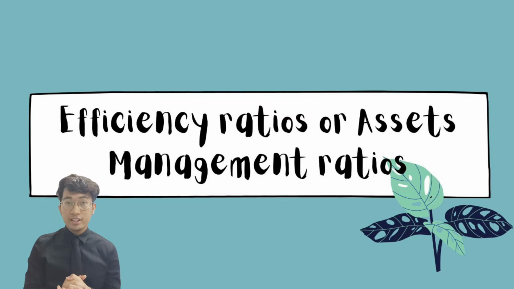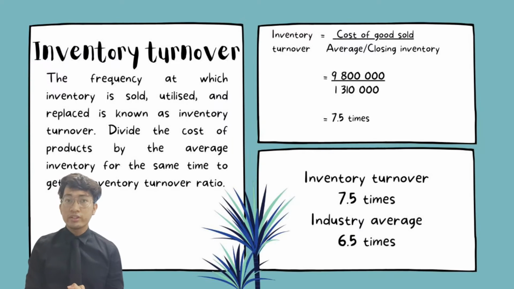Next is efficiency ratio. Efficiency ratio assesses a company's capacity to produce revenue from its assets. There are 4 methods. First, inventory turnover. The frequency at which inventory is sold, utilized and replaced is known as inventory turnover. The formula is cost of goods sold divided by the average of closing inventory. So, based on the slide, we get 7.5 times, which is good compared to the industry average. To improve inventory turnover, Hikmat Bati Berhad can do proper forecasting and effective marketing.